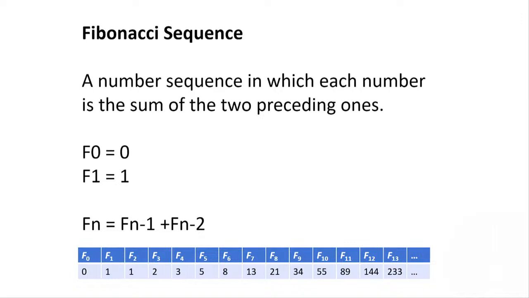1 plus 1 is 2. 2 plus 1 is 3. 3 plus 2 is 5. 5 plus 3 is 8, and so on and so forth. So just to repeat, you add the previous two numbers together to get the next number.